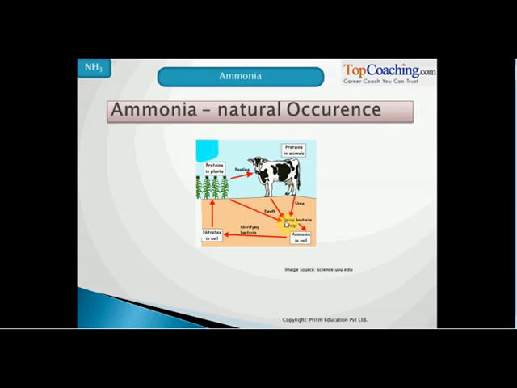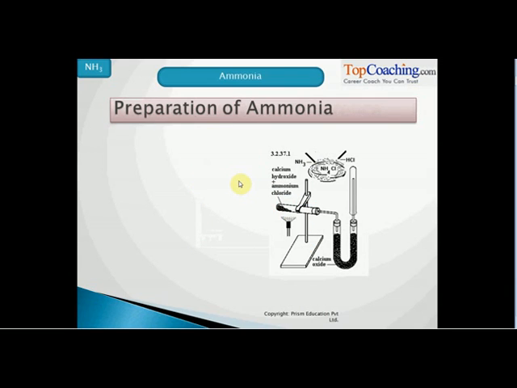And where does it come from? It comes from animal urea, from their death, from death of plants, and the fungi and bacteria decay all these things and give us ammonia. And if you see here, nitrifying bacteria converts this ammonia back into nitrates in the soil, and the nitrogen cycle goes on, right? This was about natural occurrence of ammonia.